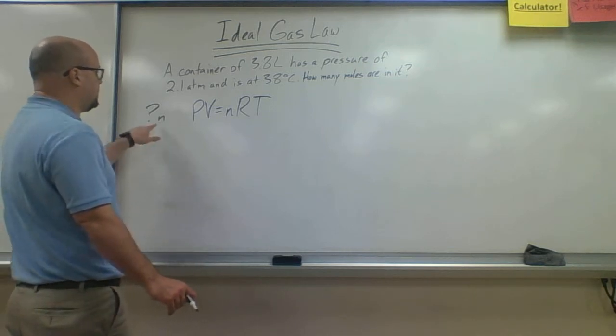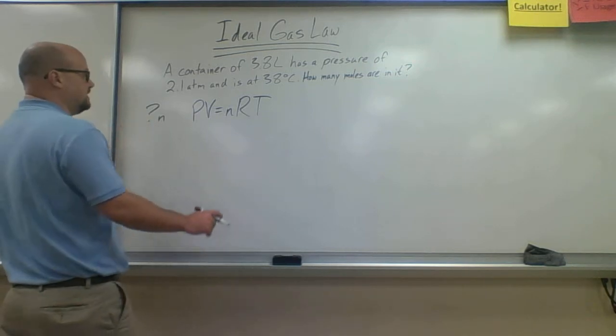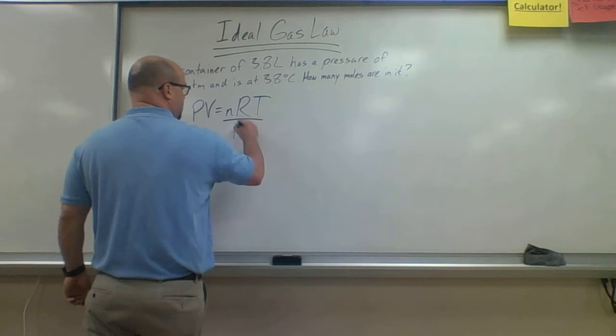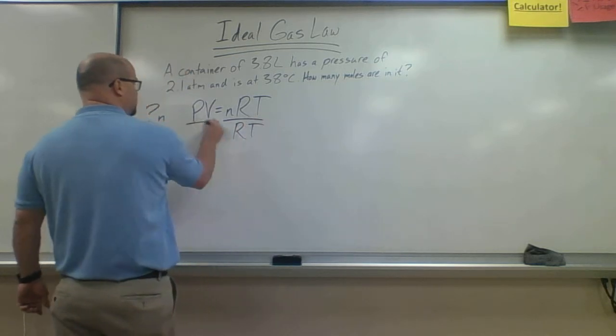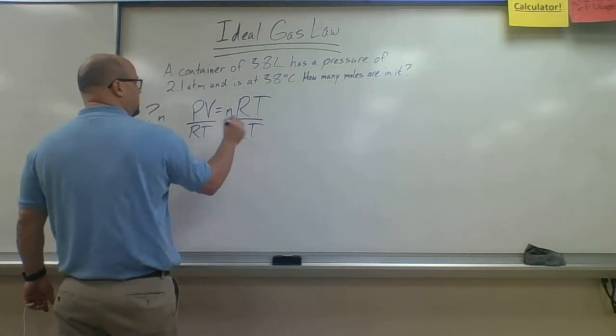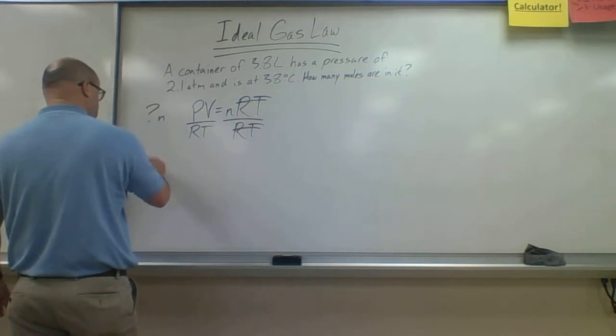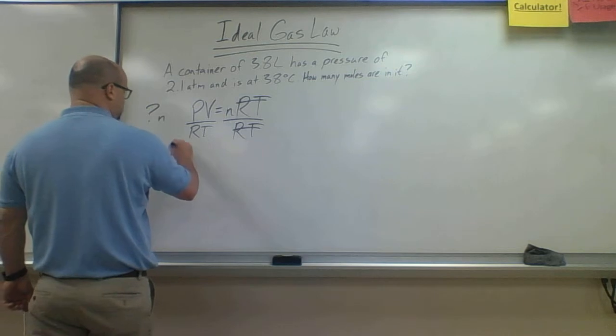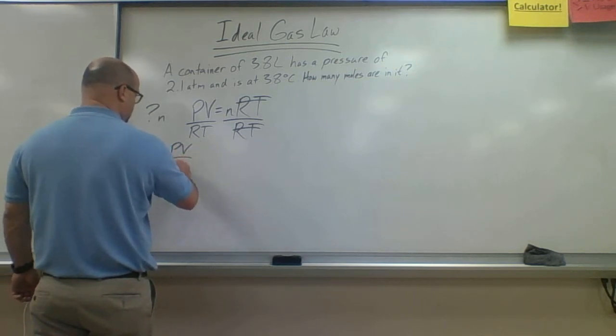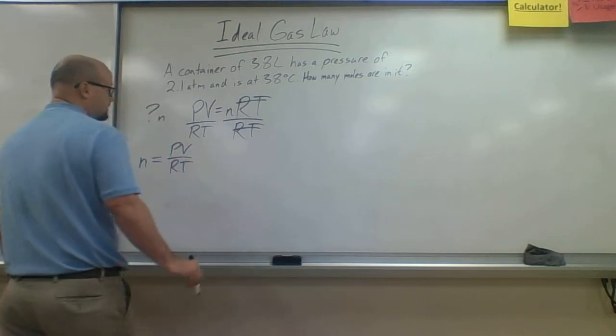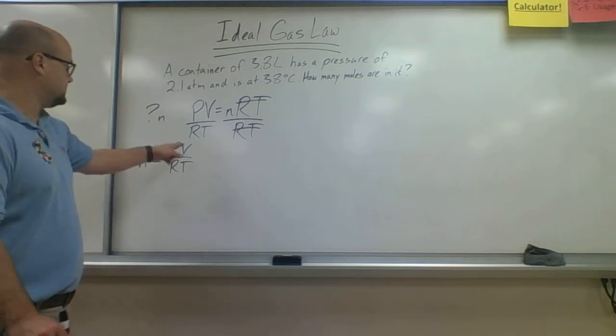Now, we want to find N, so to isolate N, we have to divide both sides by R and T. That cancels out this side and leaves us with N equals PV over RT. And now we're simply going to plug these numbers in.